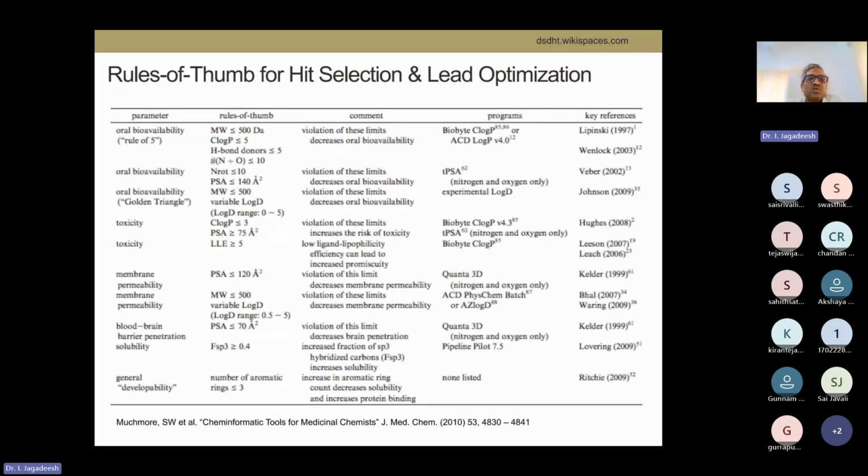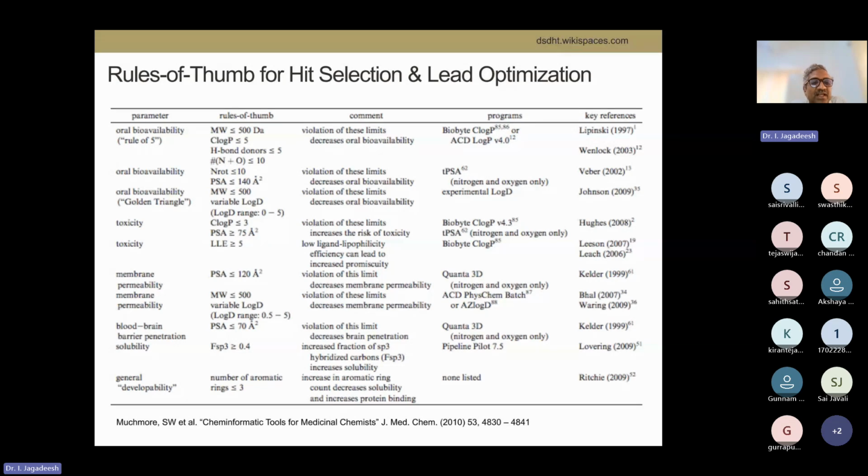Now we are going to see the rules of thumb, that is the checklist. You already have the checklist, it is a repetition. Obviously, you are going to answer this question, and similarly you are going to get a separate question in the examination also. So the rules of thumb for hit selection and lead optimization: for oral bioavailability, you have the rule of 5, that is Lipinski. And for toxicity, you are going to see logP values less than 3, polar surface area less than or equal to 75. So we are going to consider them.